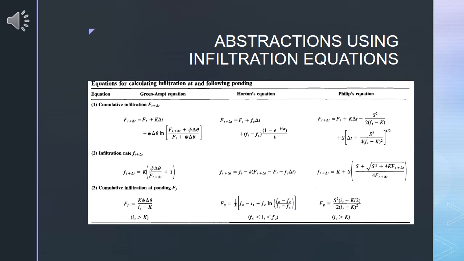Abstraction using infiltration equations. Do you guys remember from subsurface water we have infiltration equations, which are the Green-Ampt equation, Horton's equation, and Phillips equation. There is a table for each case for cumulative infiltration, infiltration rate, and cumulative infiltration at ponding, which is FB. All the formulation is given here in this table. We are going to calculate the losses due to infiltration, so we can calculate the surface water.